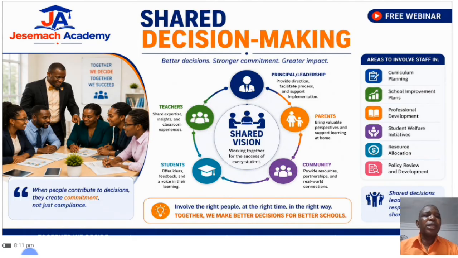Then look at your policy. Learn how to review it, because development does not stop. It's continuous. It's cyclic. So definitely you must review your policy from time to time. You should know that when people contribute to a decision, they create commitment, not just compliance.